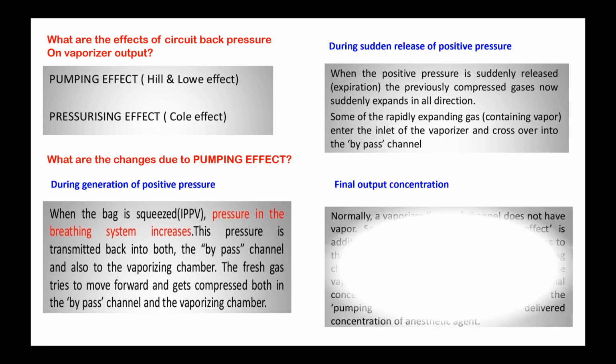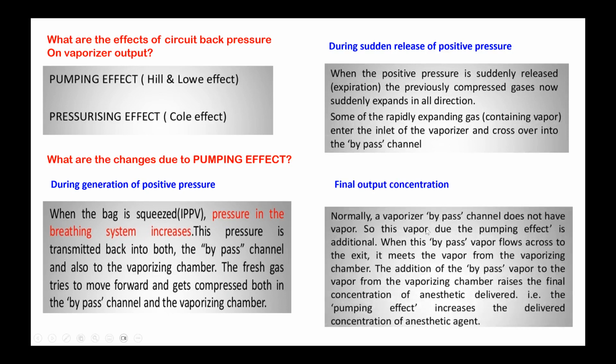So the final output concentration, normally a vaporizer's bypass channel does not have vapor, but this vapor due to the pumping effect is additional. So in the bypass you have to have a pure fresh gas flow normally. But this pumping effect, what does it produce? It makes some vapor flow like a leak into the bypass chamber. And when this bypass vapor flows across to the exit, it meets the vapor coming from the vaporizing chamber, and both of them produce an excess of or increased concentration than what you set in the vaporizing dial.